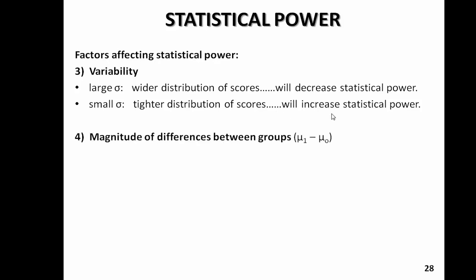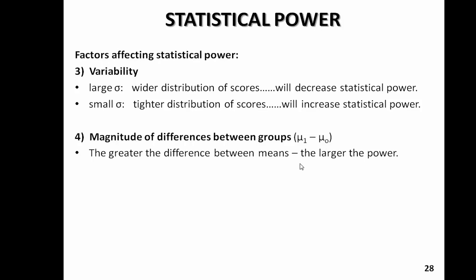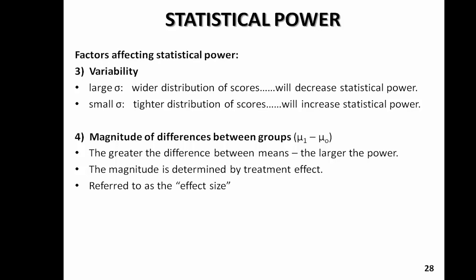The fourth factor is related to the actual differences between two or more groups. And so in this example here, we're examining one group versus a second group that we just simply label as 1 and 0. And so the greater the actual difference in the means, the larger the power, the greater the chances that the statistical testing will be able to conclude that there is in fact a difference between the two groups. And so the magnitude of that difference is going to be a function of the treatment effect that is generally referred to as the effect size.